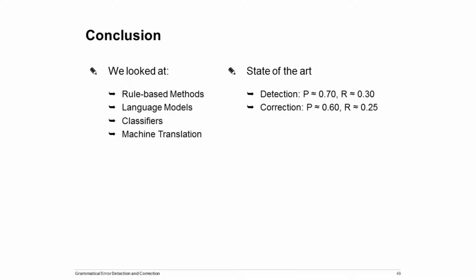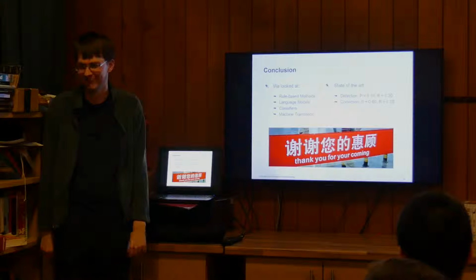So what this means is, in terms of detection, the system only detected 30% of all the errors in the data and only got 70% of them right. And the problem gets worse if you look at correction, because it's a lot harder to then predict the correct word. So you can see we're still quite a long way from doing amazingly. So if any of you use Grammarly or any other stuff like that to correct stuff, then I would be very skeptical about how good it is. And that's pretty much what I have.